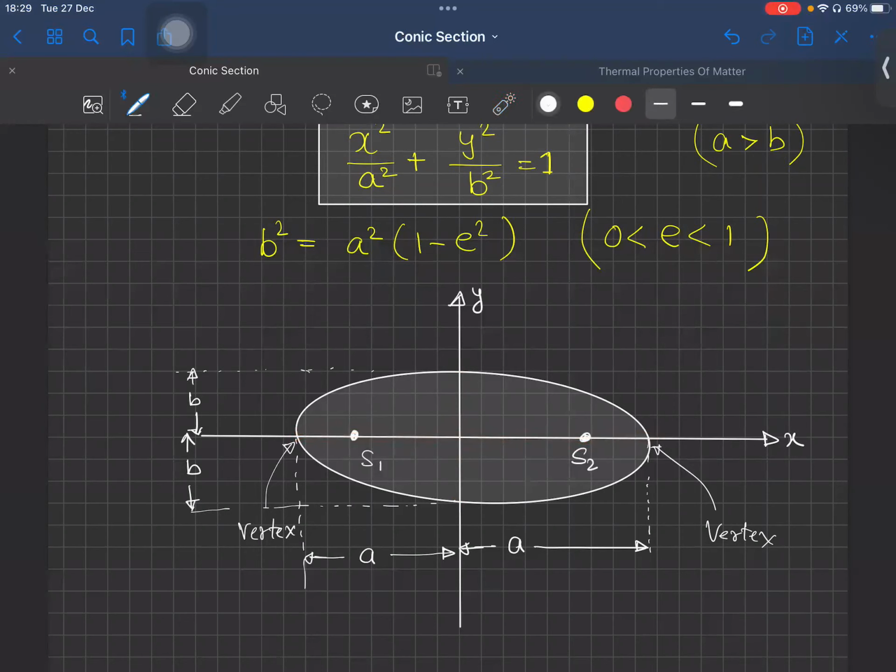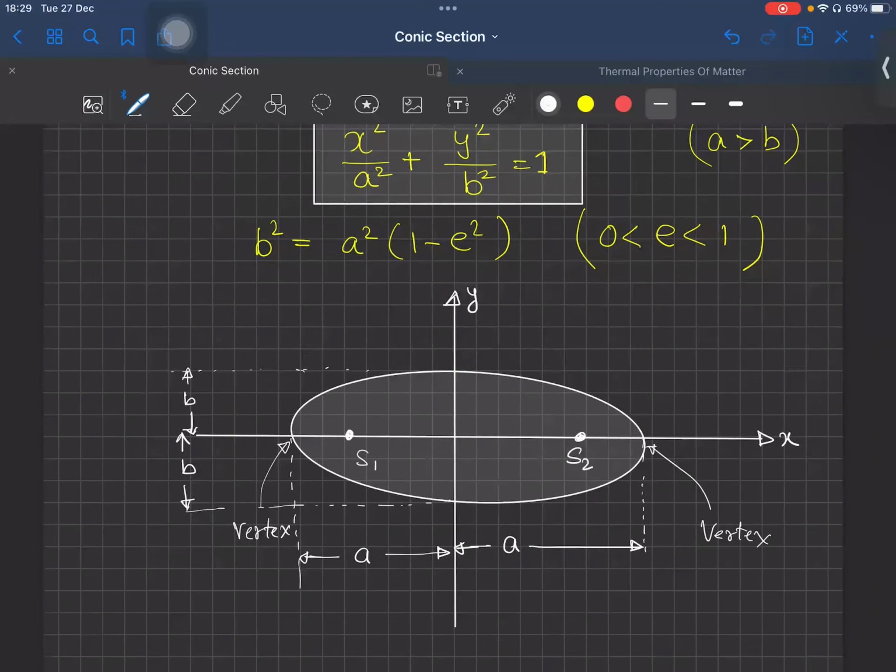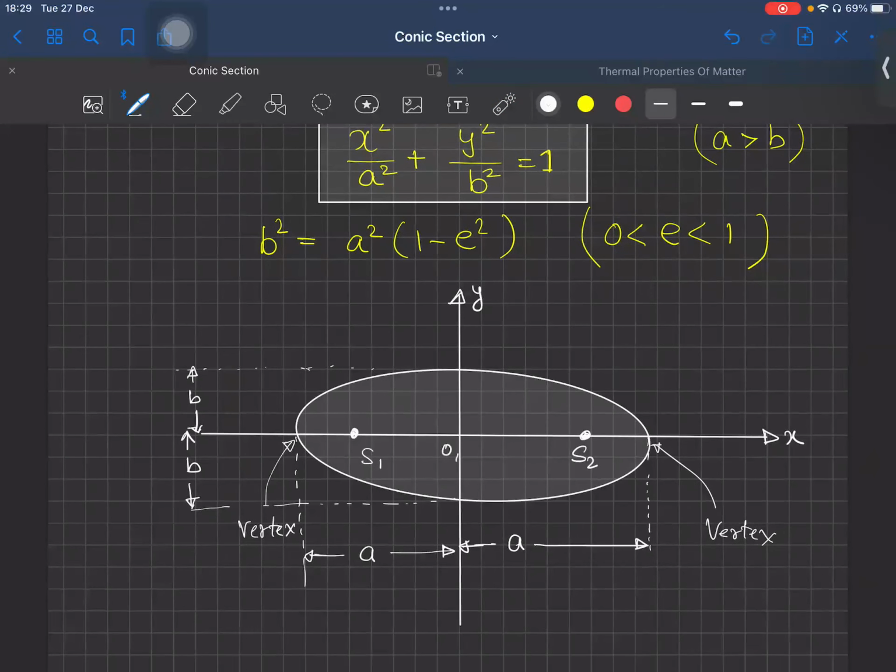Now the foci. Focus 1 and focus 2 can be given as follows, because this point is the origin, 0, 0, the center. Let's say C is the center. S1 is minus A times E, comma 0. This is plus A times E, comma 0. So these are the coordinates of S1 and S2.